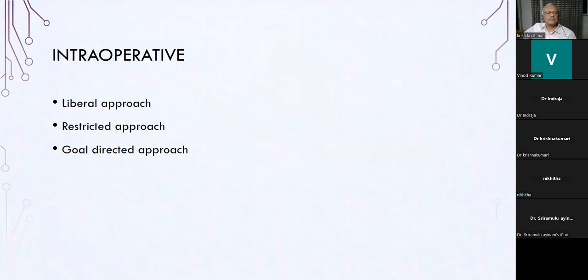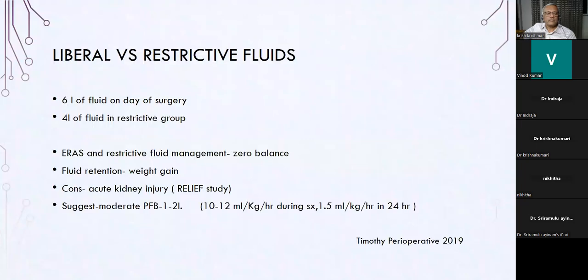Yes, sir. Intraoperatively, there are liberal, restricted, and goal-directed approaches. Liberal is the old one, in which they used to give 6 liters of fluid on the day of surgery, whereas the restricted approach gives only 4 liters of fluid, which aims for a balance of only 1 liter postoperatively. Due to the recent advancement of ERAS, enhanced recovery after surgery, and restricted fluid management, we are aiming for zero balance during the surgery.